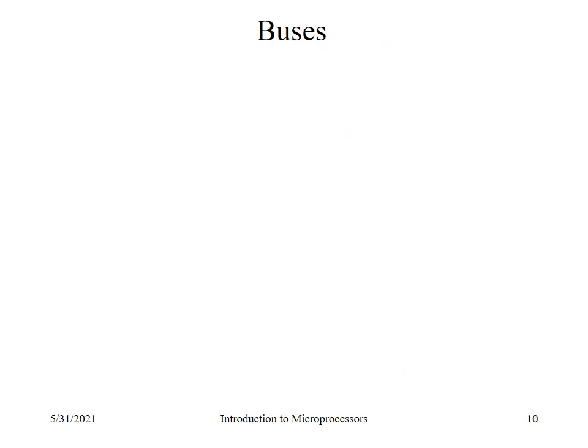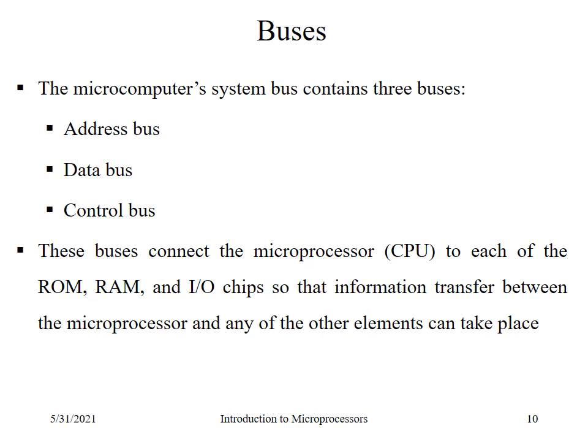So we have buses, and these are in the microprocessor system. We have three types of buses: the address bus, the data bus, and the control bus. These buses connect the microprocessor, which is the CPU, to each of the ROM, RAM, and input-output chips so that information transfer between the microprocessor and any other element can take place.